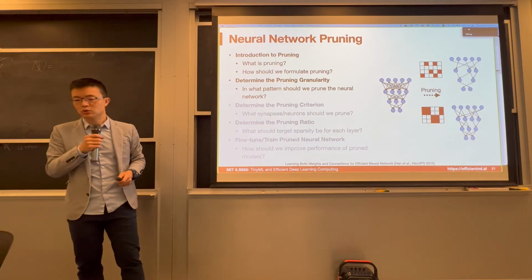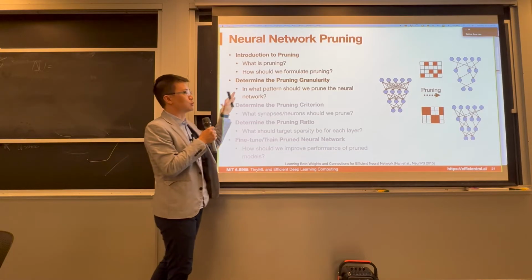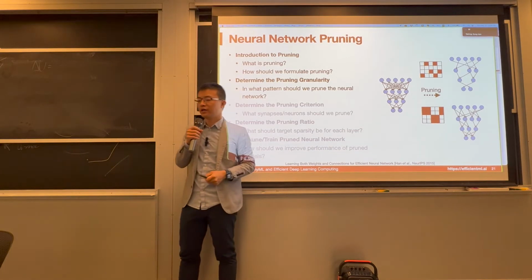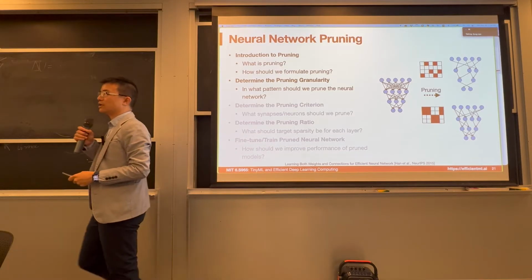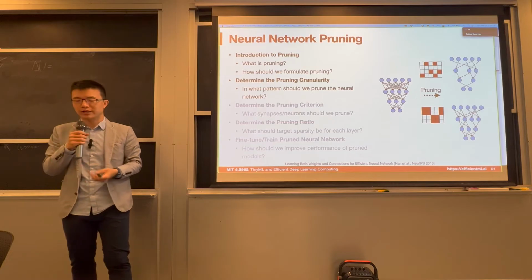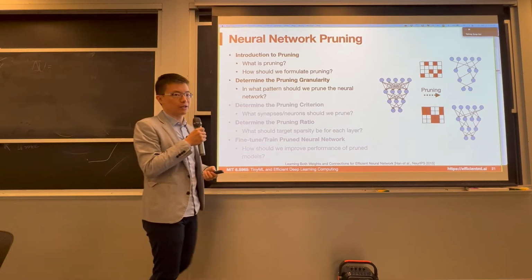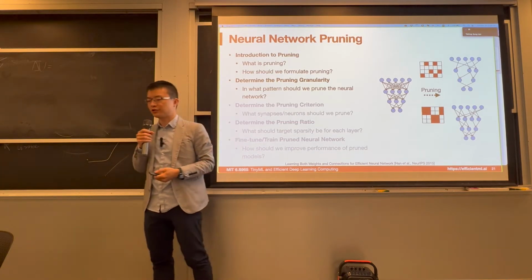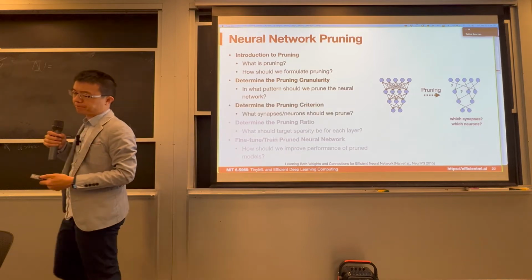So what pattern should we use to prune those neural networks, and what is the trade-off to balance the number of weights you can prune away versus the actual speedup? How easily can you achieve speedup on off-the-shelf hardware versus specialized hardware?